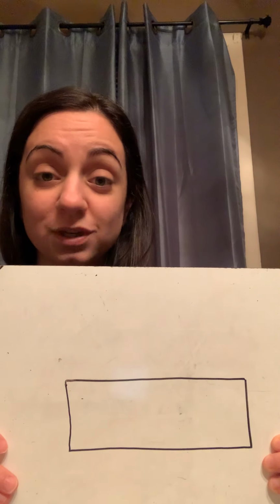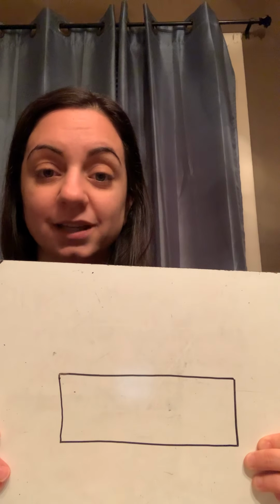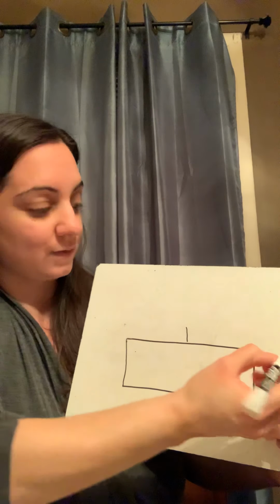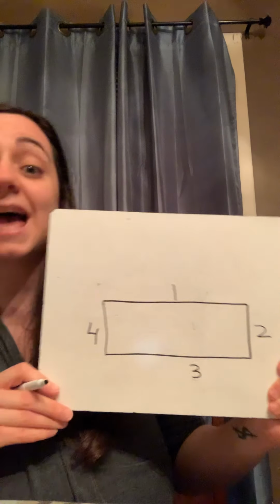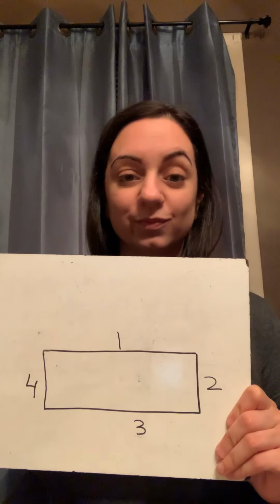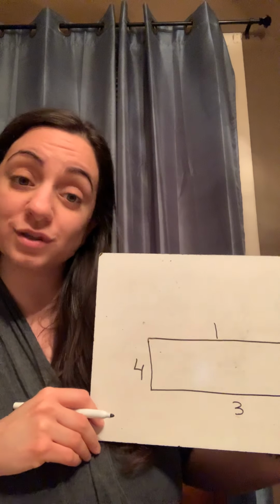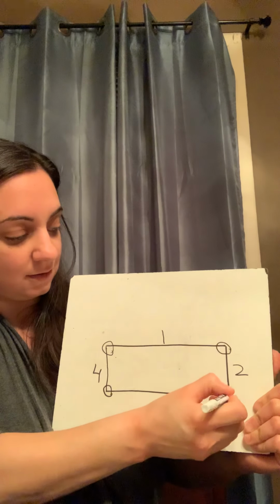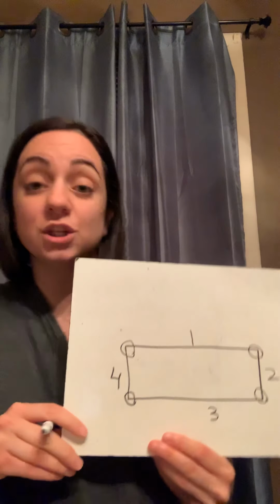Did you share out some things you notice about the shape? Well, I noticed that this shape has 4 sides. Let's see. 1, 2, 3, and 4. What is something else that you notice about this shape? I noticed that too. It has 4 corners. 1, 2, 3, 4. What else do you notice about the sides of this shape?